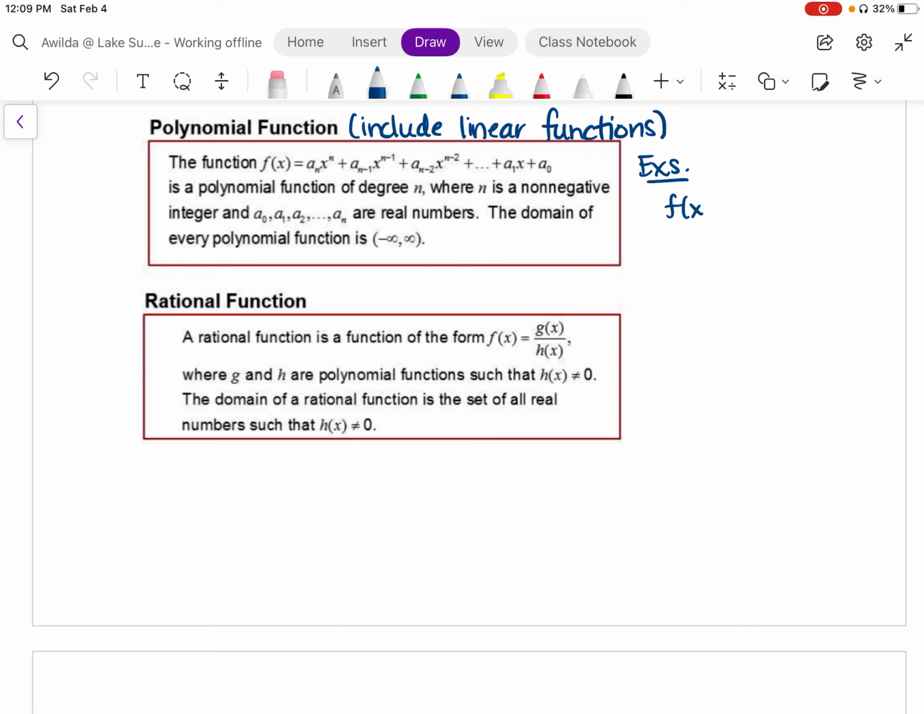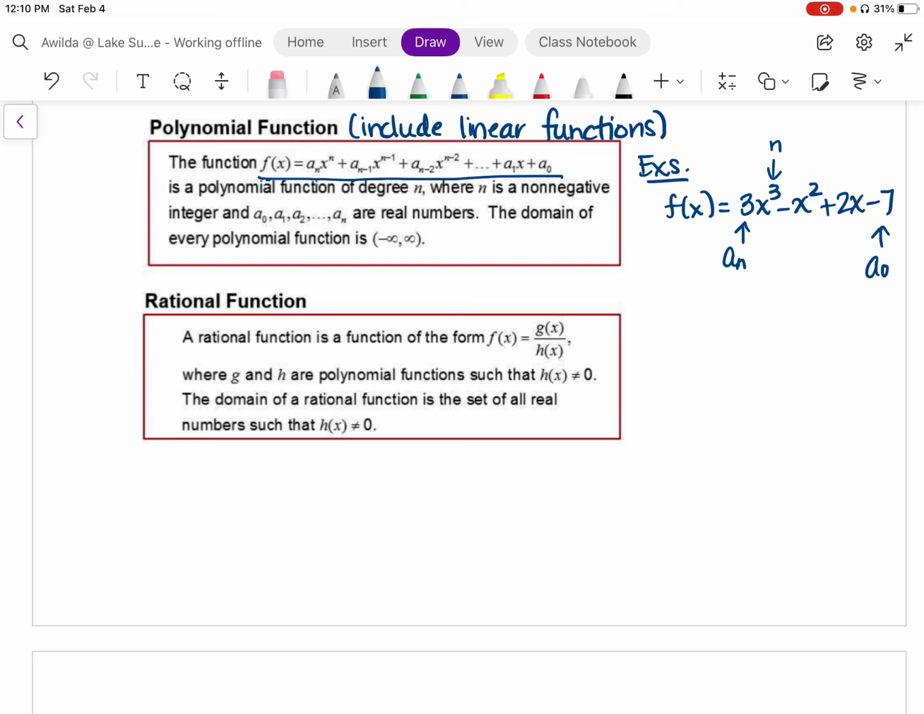If we have f of x is equal to 3x cubed minus x squared plus 2x minus 7, that's a polynomial function. In this case, 3 is a sub n, and the 3 is the n. And if you look at the constant term at the very end, that's a sub 0, just trying to make a parallel for what all these labels could represent.